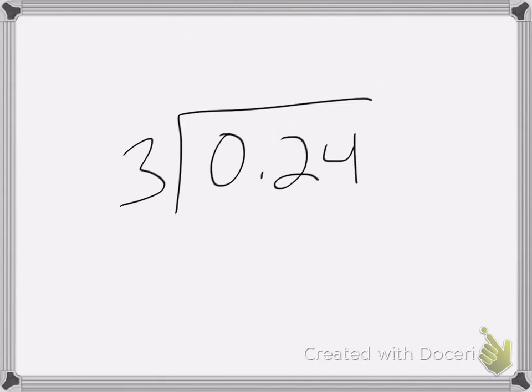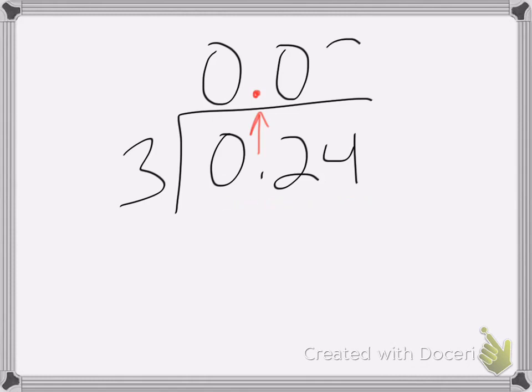Alright, on this problem, again, we're dividing by a whole number, so my decimal place goes straight up. Alright, so 3 goes into 0 0 times. 3 goes into 2 0 times. So now I need to think, 3 goes into 24 how many times? 3 goes into 24 8 times.